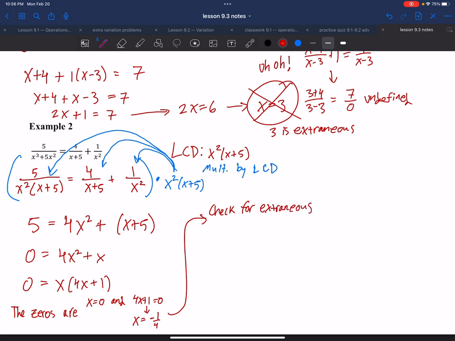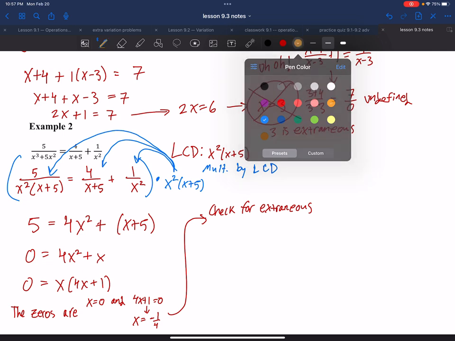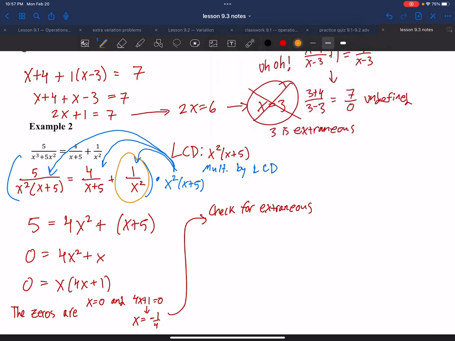Now, if I do this, you don't have to write this, guys. You can just plug in these numbers to the denominators to see if anything happens. Observe 1 over x squared. And I'll use yellow here. See this 1 over x squared?